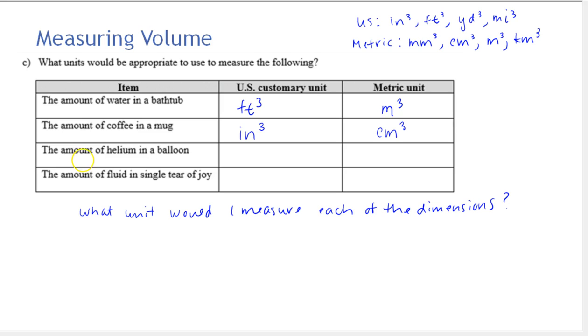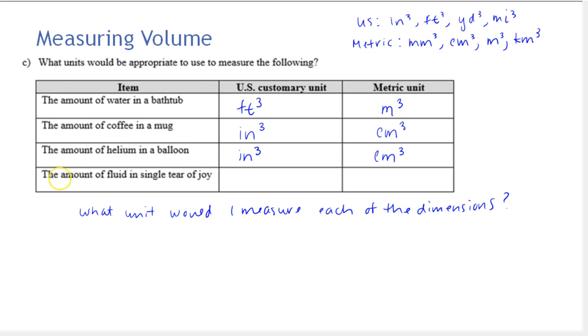The amount of helium in a balloon. Here, if I was measuring a balloon, and granted a balloon doesn't have sides, but you could think of how tall is a balloon, about what's the diameter of the balloon, I would go with cubic inches. I think feet would be too big. So we'll use cubic inches. And since balloons aren't really tiny, I wouldn't use millimeters cubed. Again, I'd use centimeters cubed.